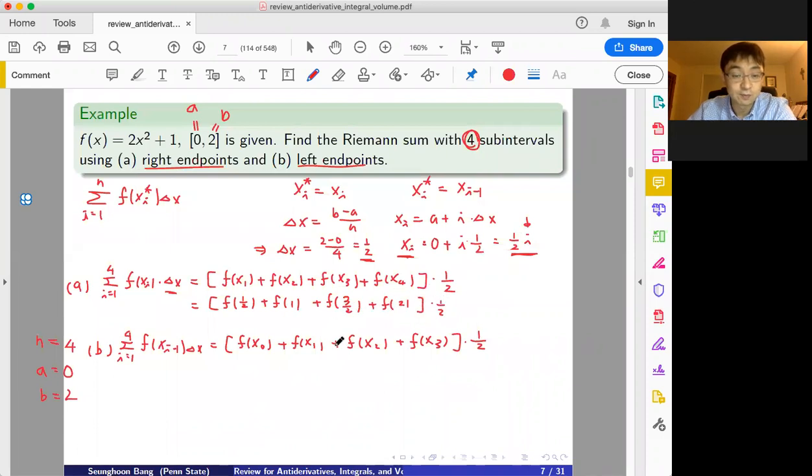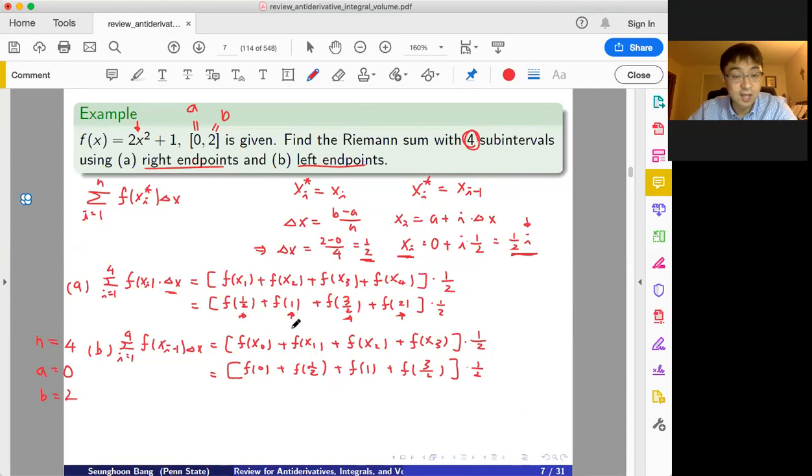Times 1 half. So this is plug 0 into i. 1 over 2 times 0 is f of 0, plus f of 1 half, plus f of 1, plus f of 3 over 2, times 1 half. This is the whole idea. So you need to know f of 0, f of 1 half, and so on. How can you find these? You plug this number into here. Plug into here to find the answer.